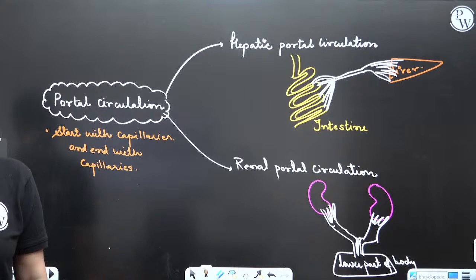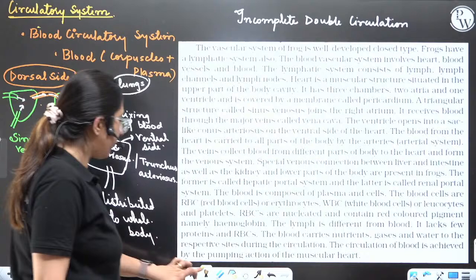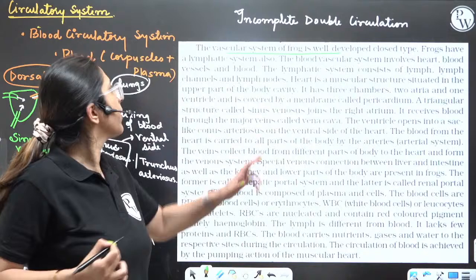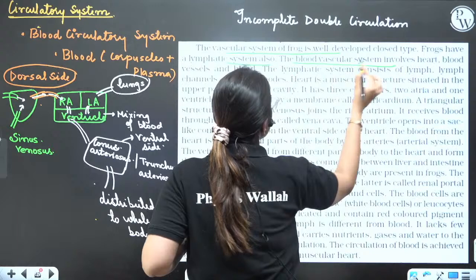Now let's do a reading. Your vascular system consists of, in a frog, a closed type. Complete double circulation is there. Frog have a lymphatic system also. The blood vascular system involves heart, blood vessels, and blood. The lymphatic system consists of lymph channels and lymph nodes.